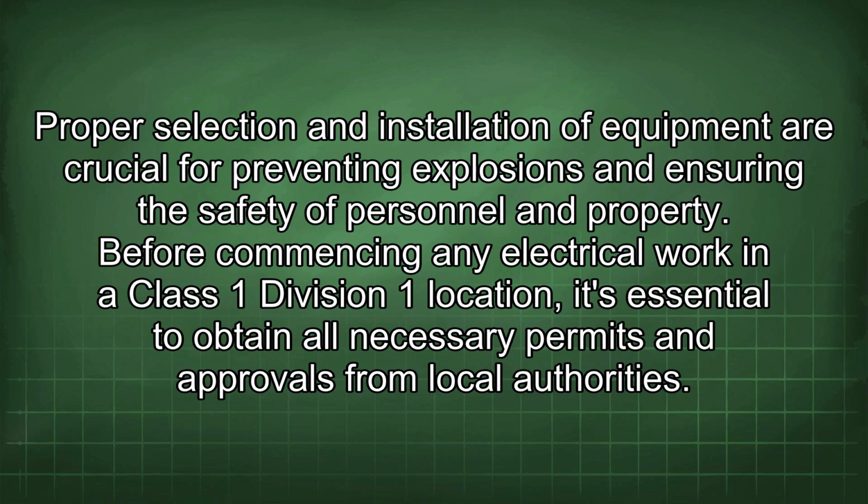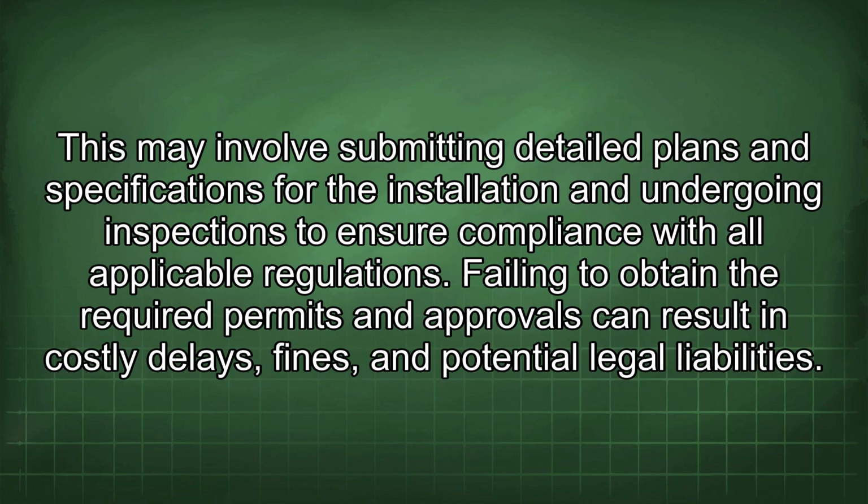Before commencing any electrical work in a Class 1 Division 1 location, it's essential to obtain all necessary permits and approvals from local authorities. This may involve submitting detailed plans and specifications for the installation and undergoing inspections to ensure compliance with all applicable regulations. Failing to obtain the required permits and approvals can result in costly delays, fines, and potential legal liabilities.